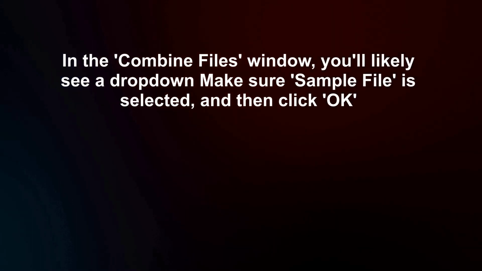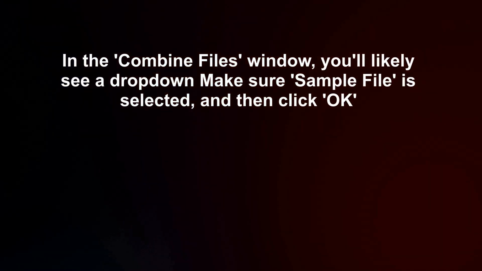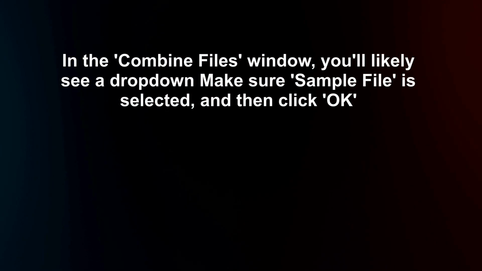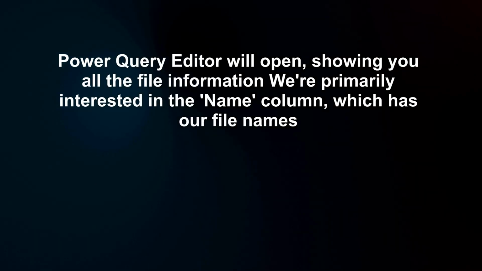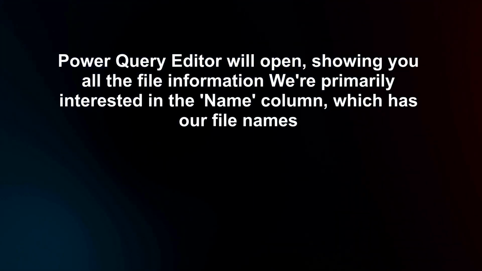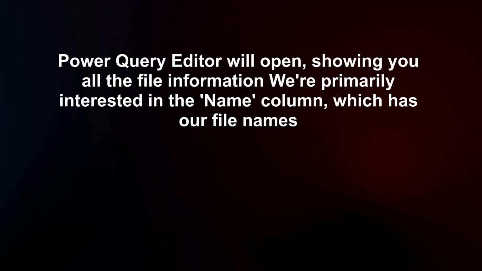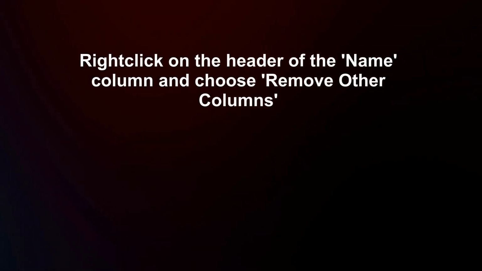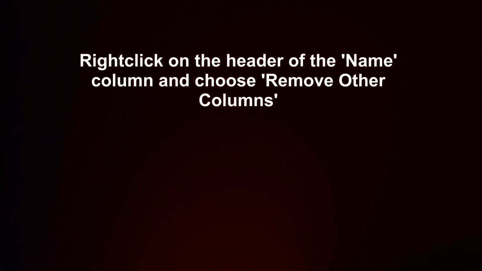In the Combine Files window, you'll likely see a drop-down. Make sure Sample File is selected, and then click OK. Power Query Editor will open, showing you all the file information. We're primarily interested in the Name column, which has our file names. Right-click on the header of the Name column and choose Remove Other Columns.